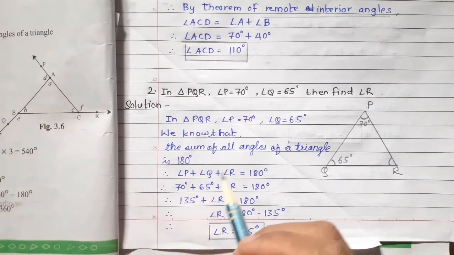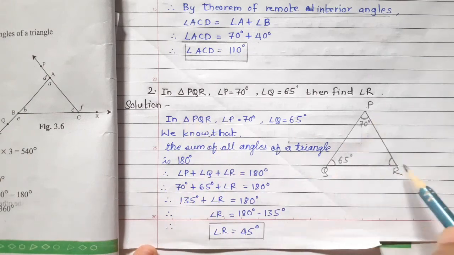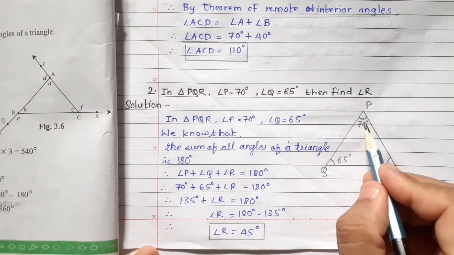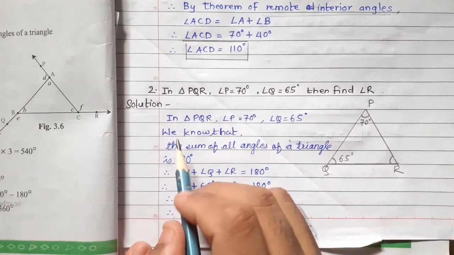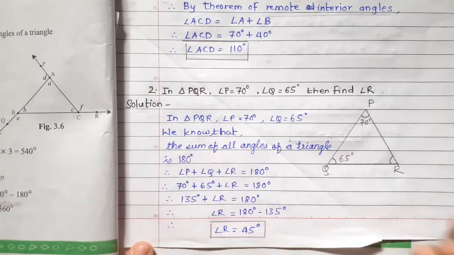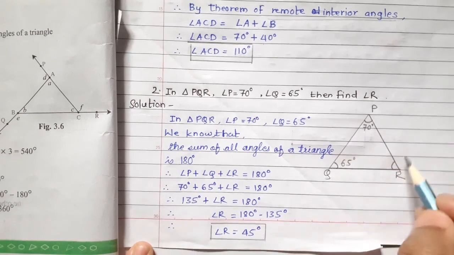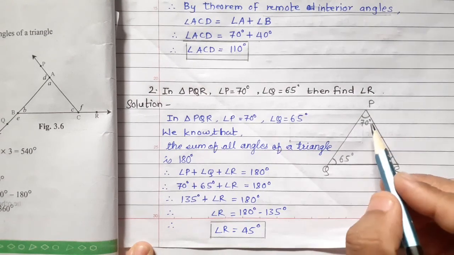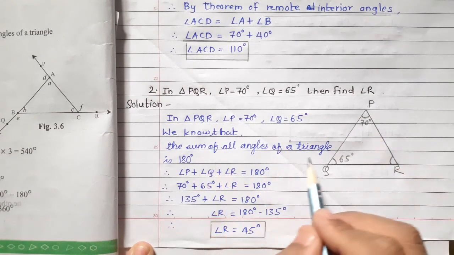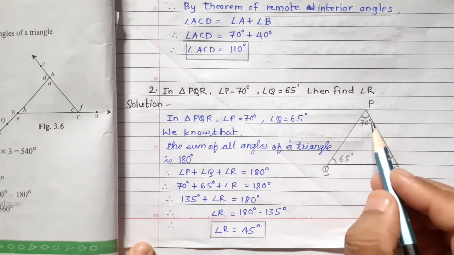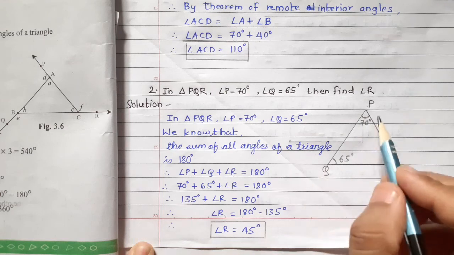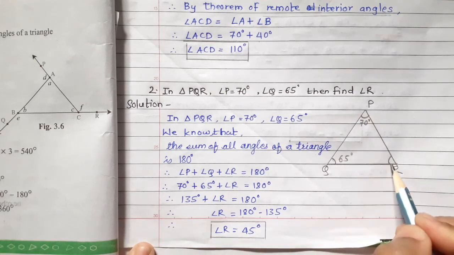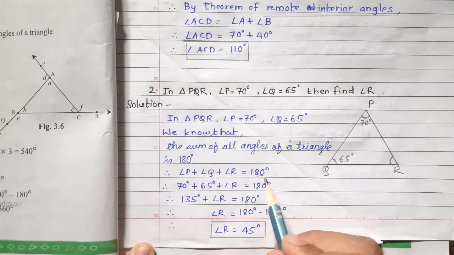Solution. We have triangle PQR, the measure of angle P is 70 degrees, and the measure of angle Q is 65 degrees. We know that the sum of all angles of a triangle is 180 degrees. So we can write angle P plus angle Q plus angle R is equal to 180 degrees.